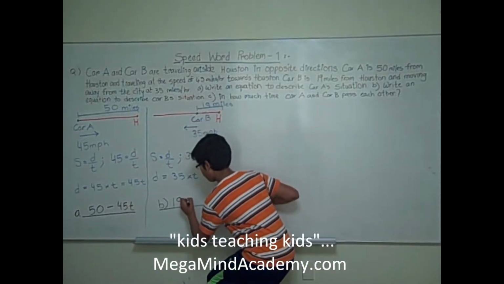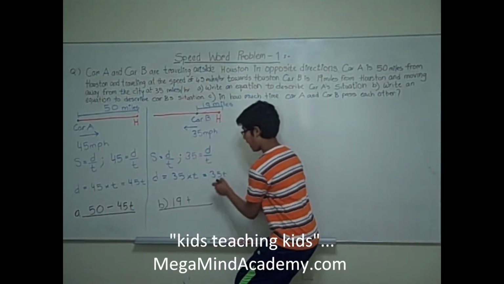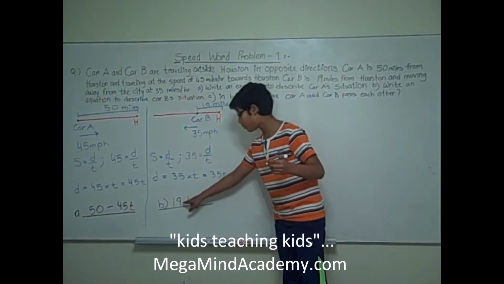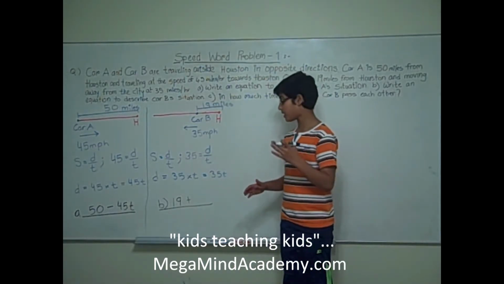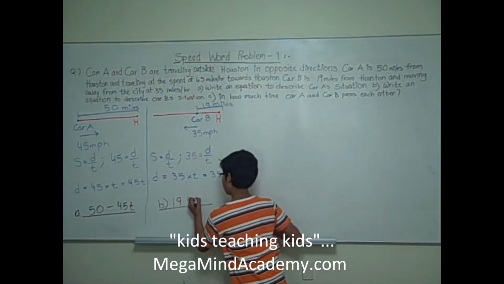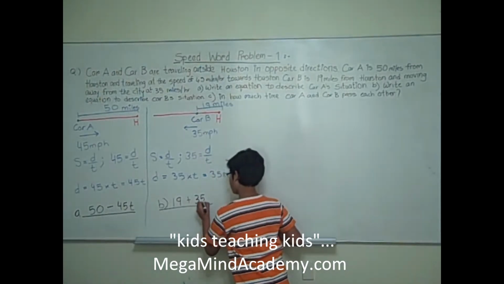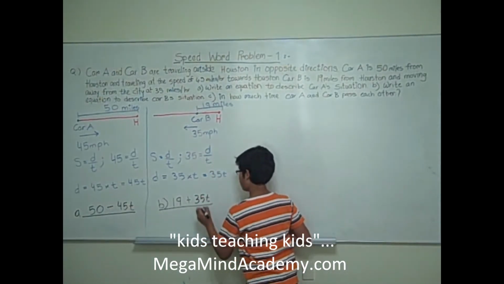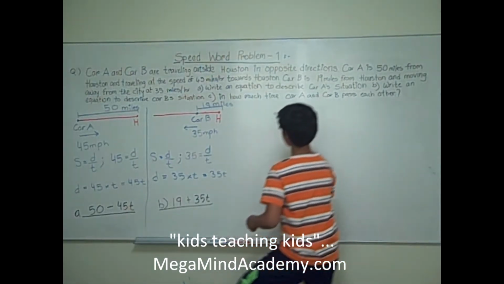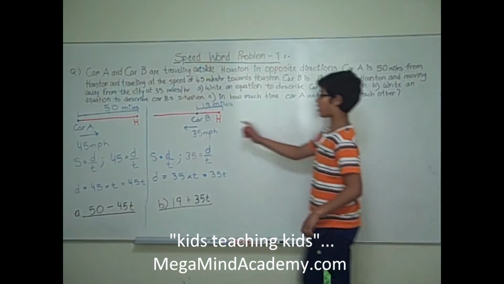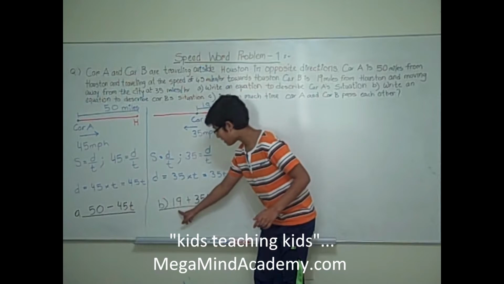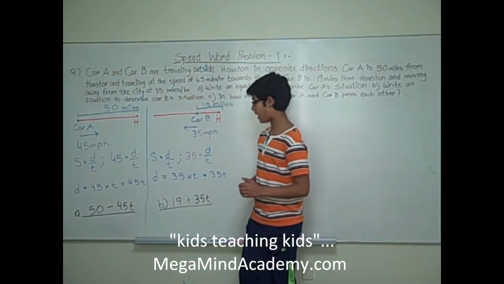So 19 plus 35t, which is the amount of distance he is traveling after the 19 miles in the amount of time he is given. So 19 plus 35t. So the answer to problem B, write an equation to describe car B's situation, is 19 plus 35t.